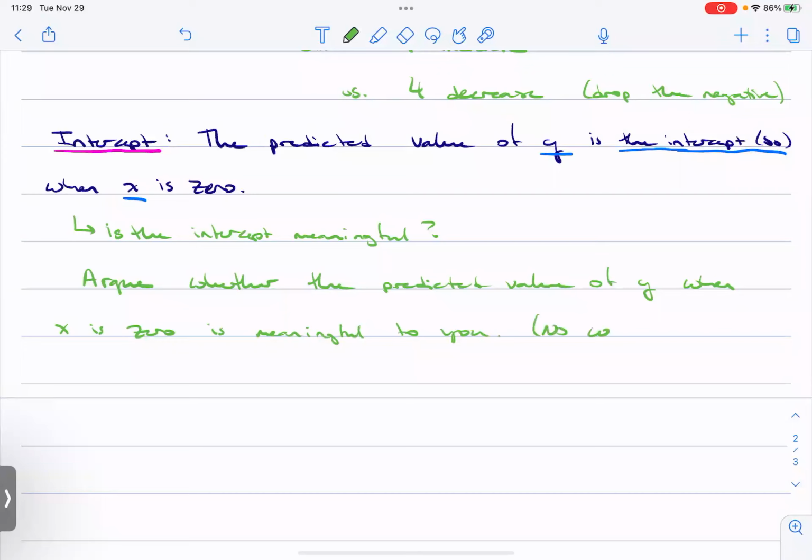So for your example, could we argue x at 0 is meaningful because it gives you the value of land? So whatever you argue, just back it up with x is 0. Do I care about that? Yes or no? And so, yeah, lots of ways that you could argue it.